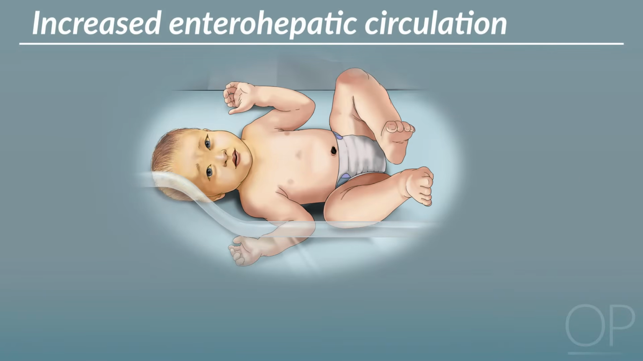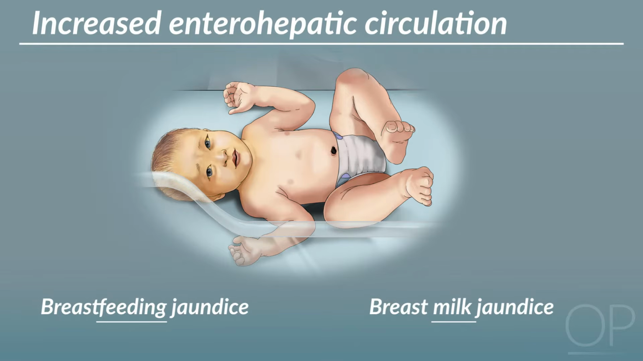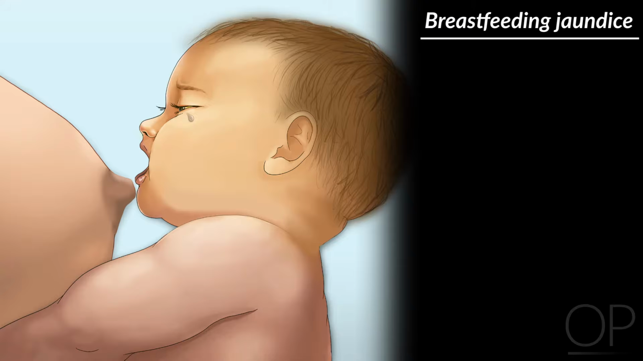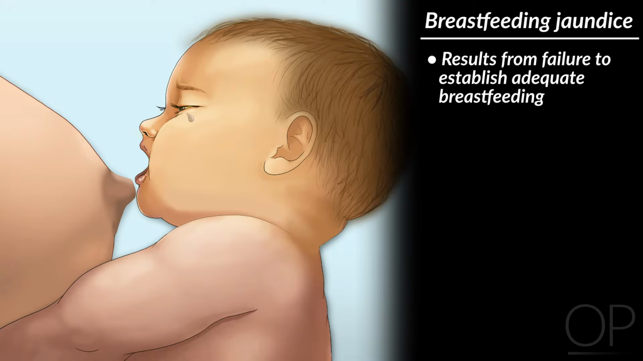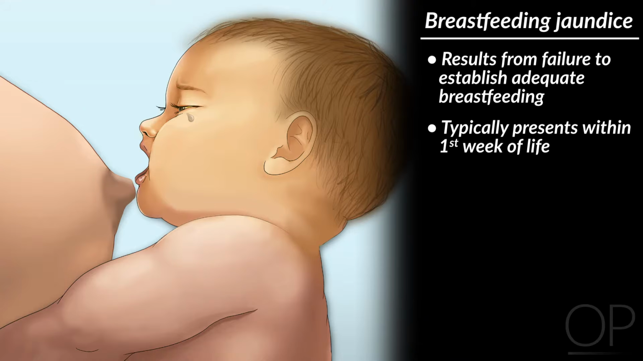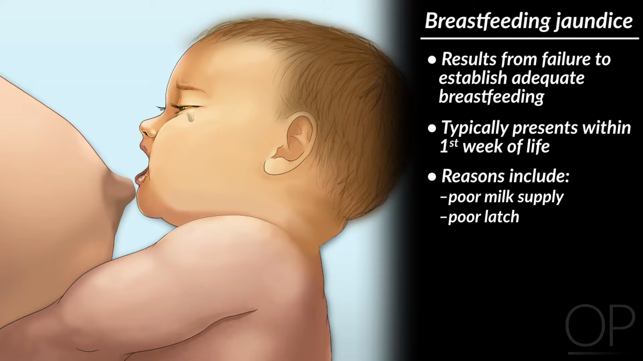Increased enterohepatic circulation is another mechanism of hyperbilirubinemia in neonates. Breastfeeding jaundice and breast milk jaundice are common etiologies under this umbrella. Breastfeeding jaundice results from failure to establish adequate breastfeeding and typically presents within the first week of life. Reasons for inadequate breastfeeding can include poor milk supply, poor latch, cracked or painful nipples, and poor positioning.